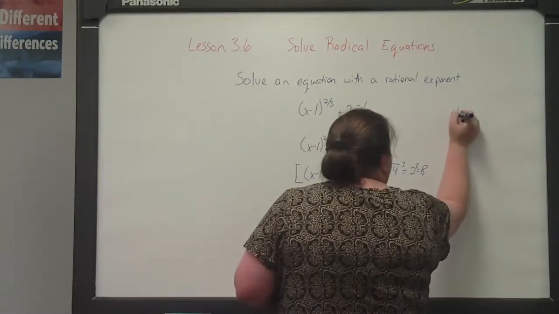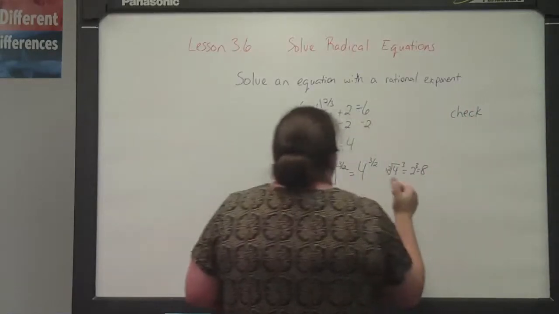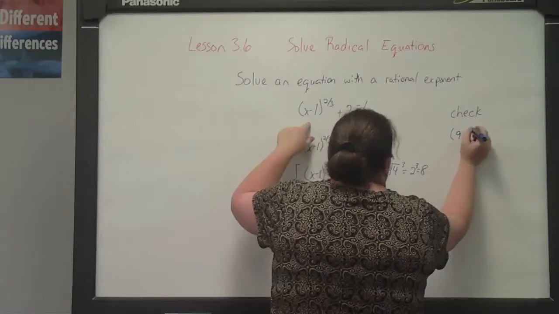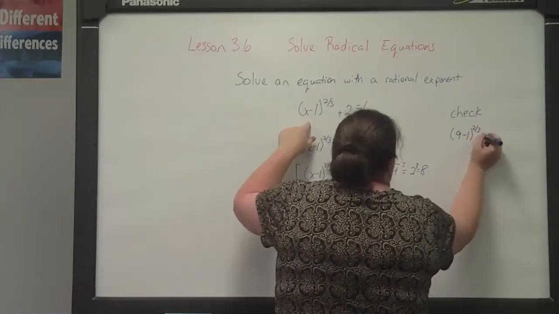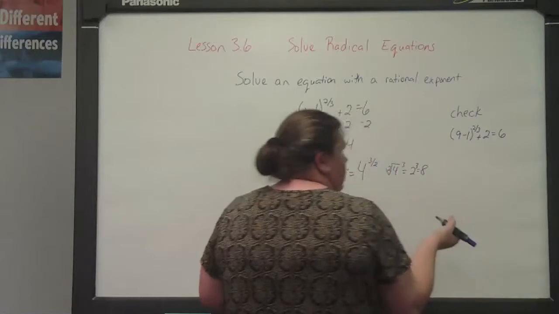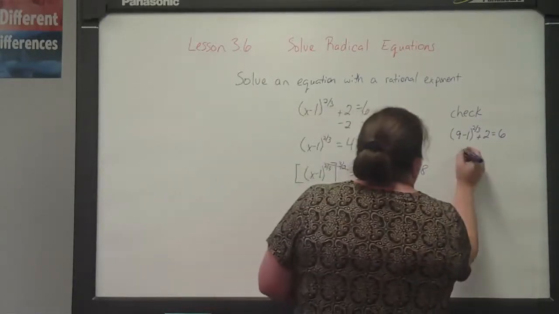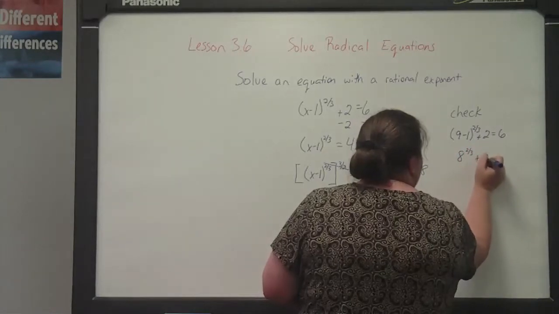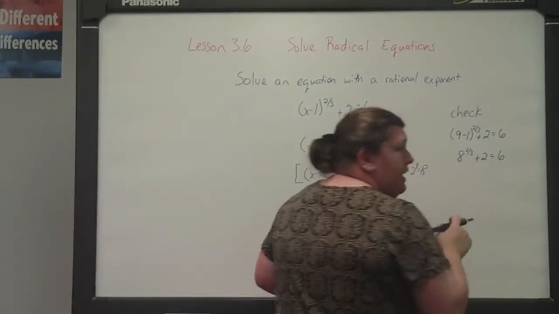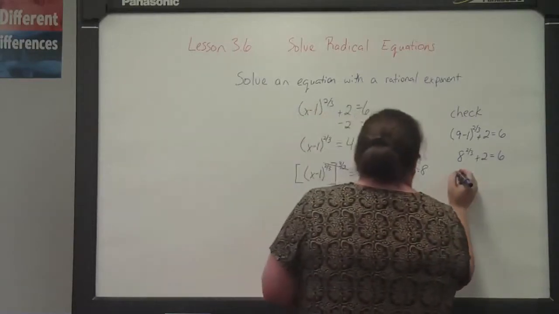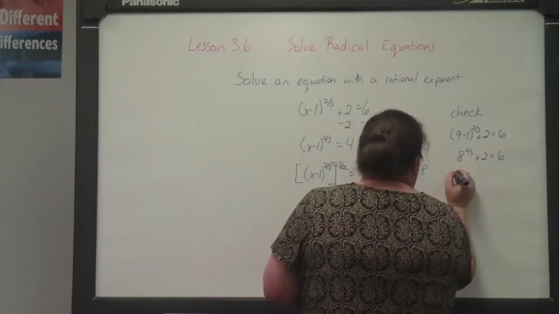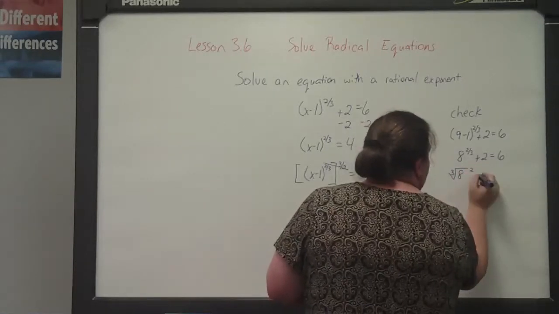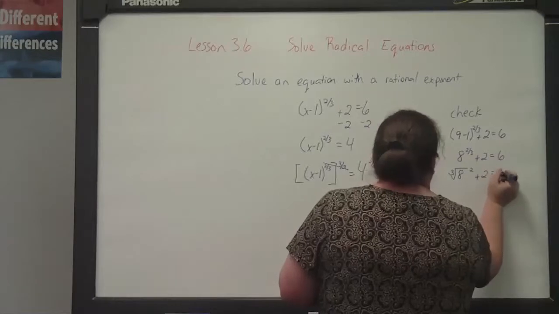I want to check my work. And so I can say 9 minus 1 to the 2/3 power plus 2 equals 6. 9 minus 1 gives me 8 to the 2/3 power plus 2 equals 6. Again, I can rewrite that, and I can say the cube root of 8 squared plus 2 equals 6.